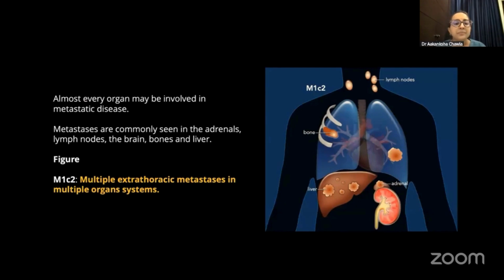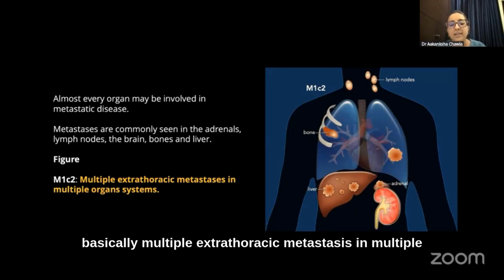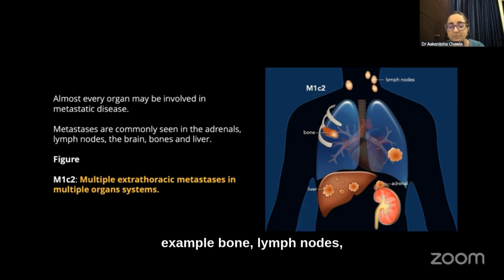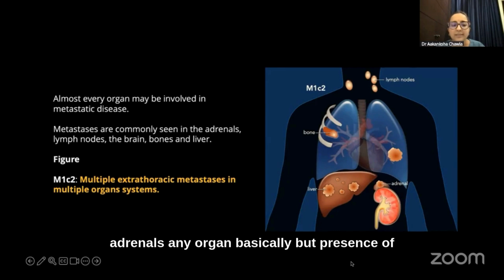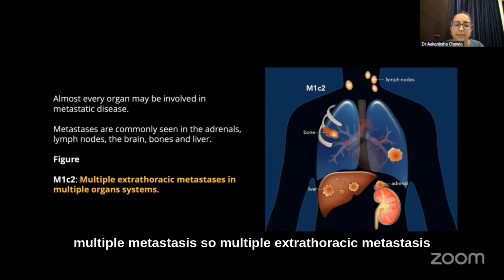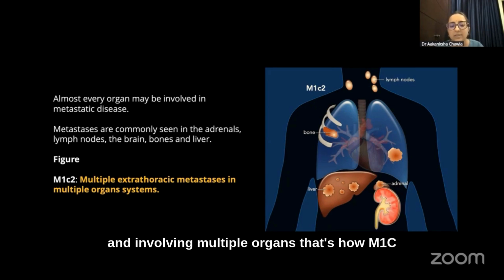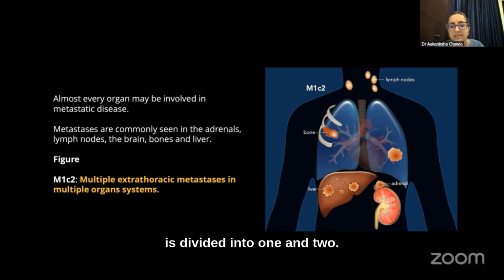Now, M1C2 is basically multiple extrathoracic metastases in multiple organ systems. For example, bone, lymph nodes, liver, adrenals, any organ basically, but presence of multiple metastases. So multiple extrathoracic metastases involving multiple organs. That's how M1C is divided into 1 and 2.